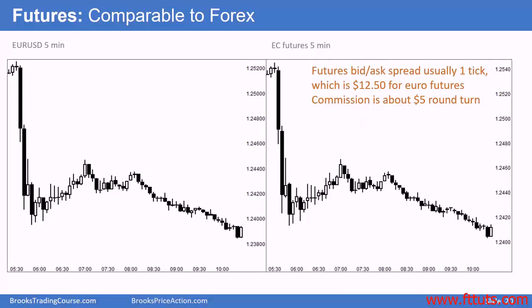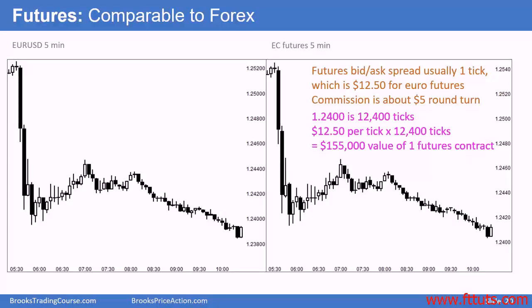If you're trading futures contracts, the bid-ask spread is usually one tick, $12.50 for a Euro futures contract, and the commission is about $5 round turn on top of the spread. So let's say you're trading at this particular price. You got 1.24, which is 12,400 ticks, at $12.50 a tick times 12,400 ticks. So the value of this Euro futures contract is $155,000. Every contract is worth $155,000.